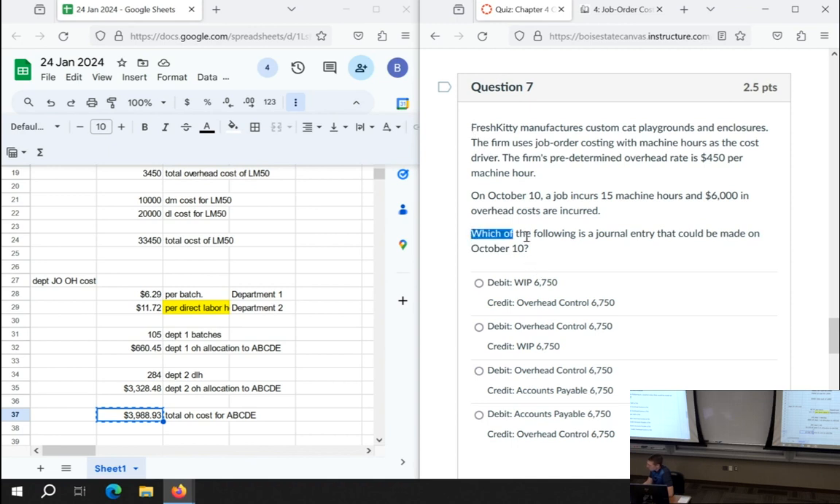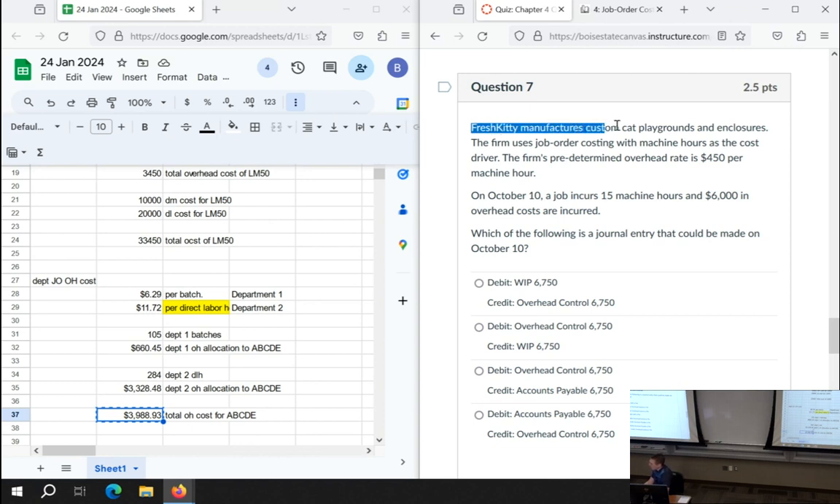All right. So it's asking in the end for a journal entry that can be made on October 10th. We have different journal entries here. It's all 6750. We know 6750 is the right number. I'm just testing whether you know which accounts it's going to. Okay, good. So let's look at the fact pattern here.